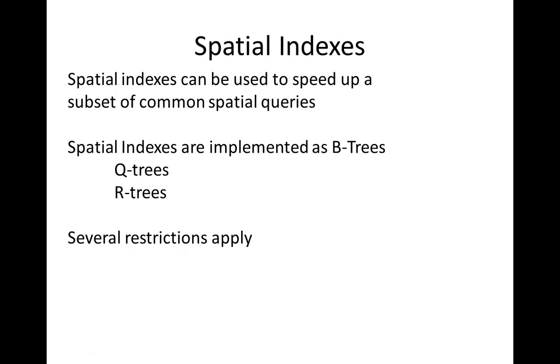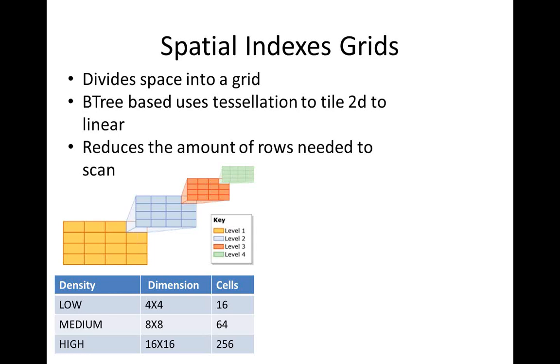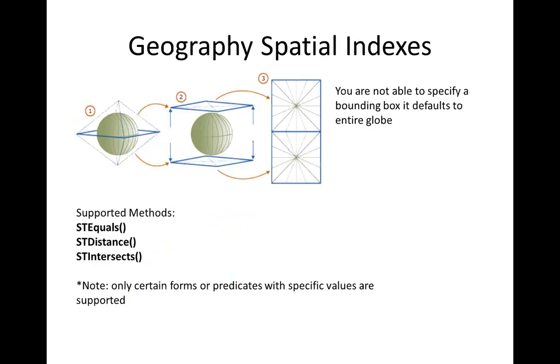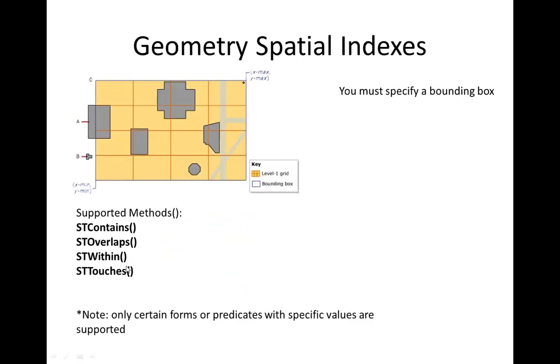So spatial indexes can be used to speed up queries significantly. There are several restrictions, though. This just talks about the grids, right? So the density and how many cells we have in the index. It's a B-tree index structure that uses tessellation to reduce the number of rows needed to scan and the number of filters. There's a bunch of rules, but we're running kind of short of time. The key thing I want to show you is there are only certain methods here.